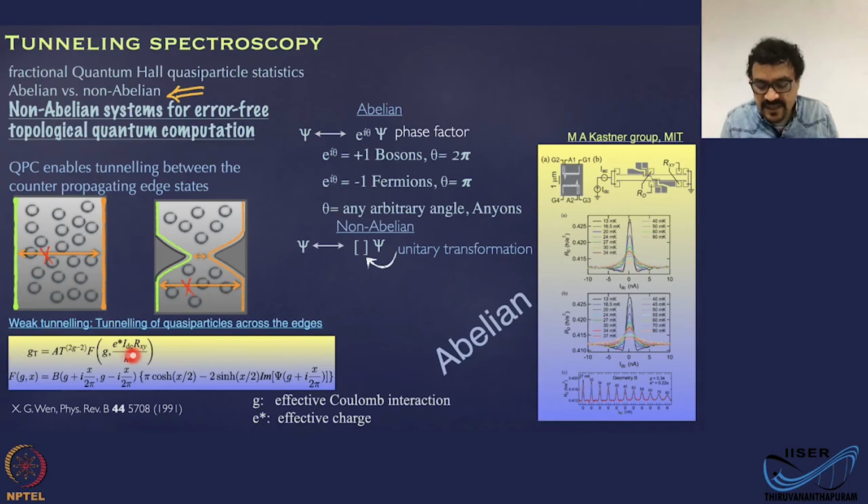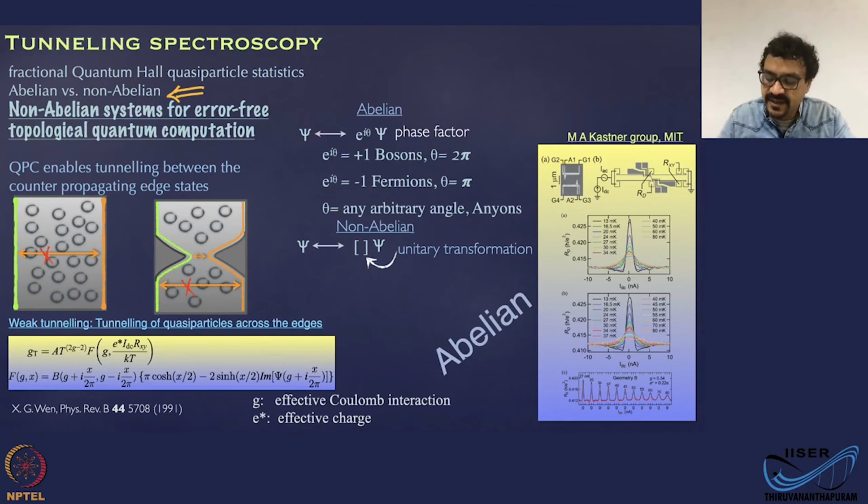And these tunnel conductances are given by this formula, where g is the effective Coulomb interaction parameter and e star is the effective charge. By fitting these tunneling curves using this formula, you can extract information about the statistics. Abelian means the wave function under exchange will accumulate a phase factor; if that phase factor is 2 pi, it's a boson. If it's pi, it's a fermion, and there's a sign change. It could be any other arbitrary angle, and then they are called anyons. That is not a topic of discussion, just mentioned for completeness here.